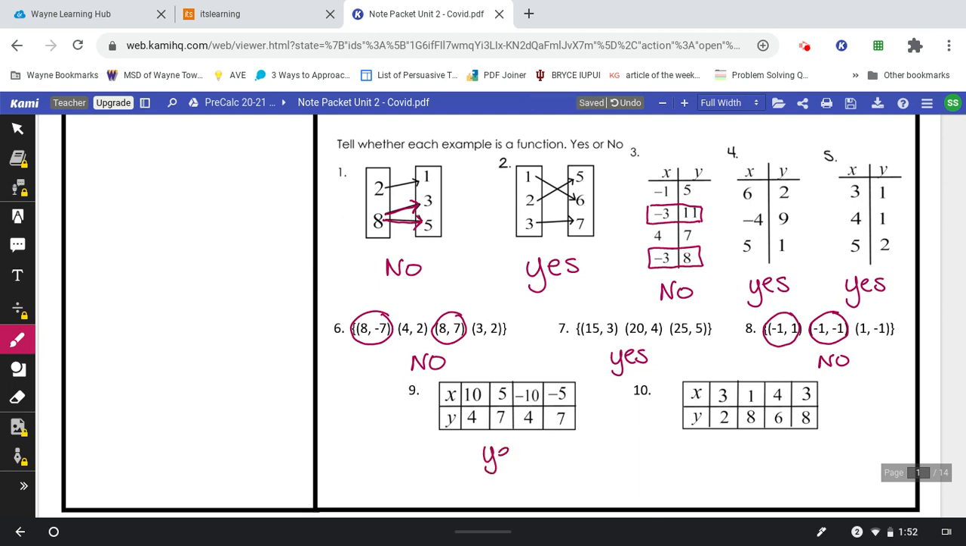Number 9 is a yes. Again, the y's are allowed to cheat. You can have more than one output. But 10 is a no. 3 is paired with 2, and then 3 is paired with a different number, 8.